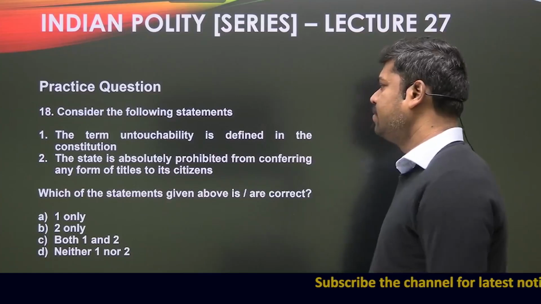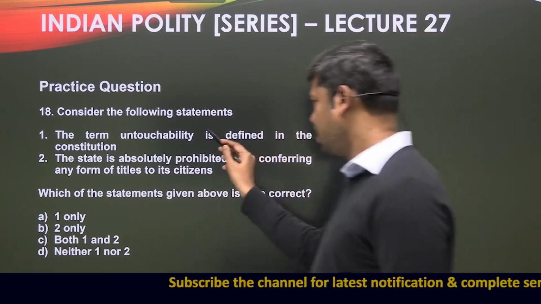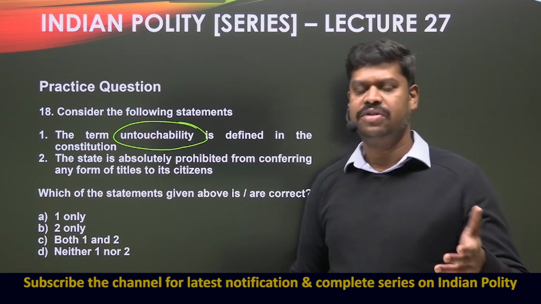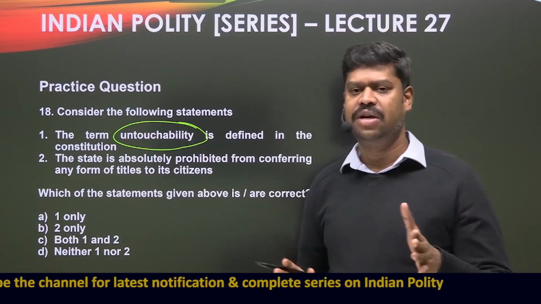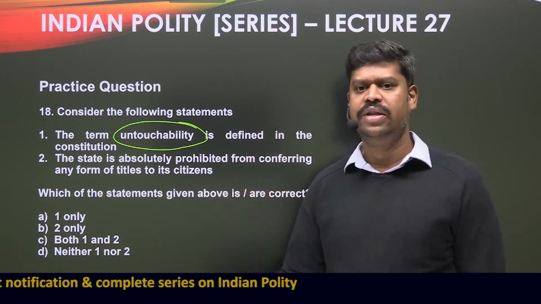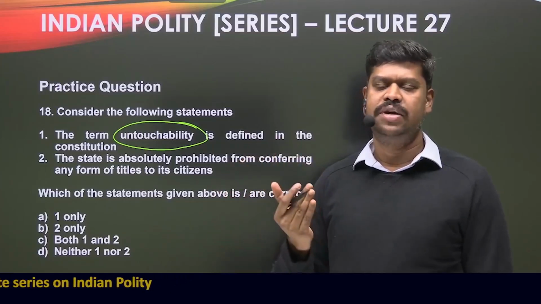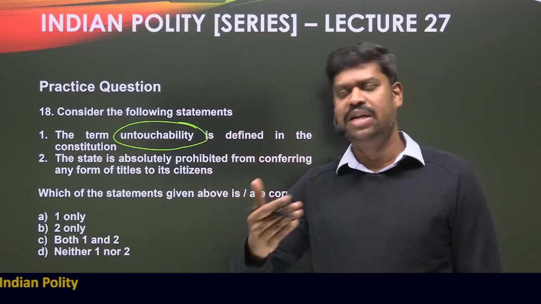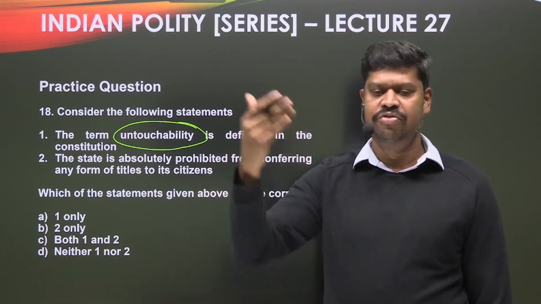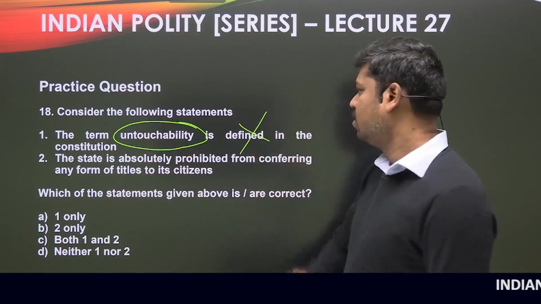Consider the following statements. The term untouchability is defined in the Constitution. Under Article 17 of the Constitution, untouchability is a punishable offense. Abolition of untouchability is basically a fundamental right. However, untouchability is not defined in the Constitution. It is only through various judicial interpretations and judgments that we understand what untouchability is. Untouchability is basically any form of social disability imposed upon a person by virtue of the individual belonging to a particular caste. So it is not defined in the Constitution.